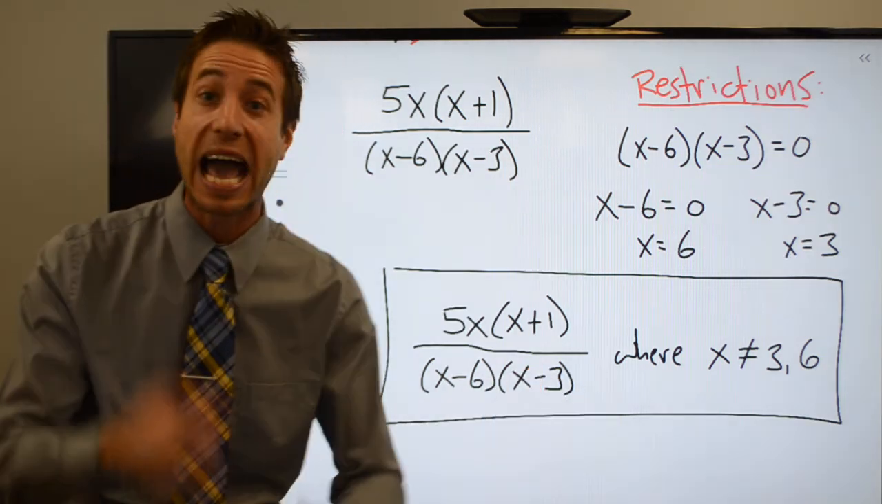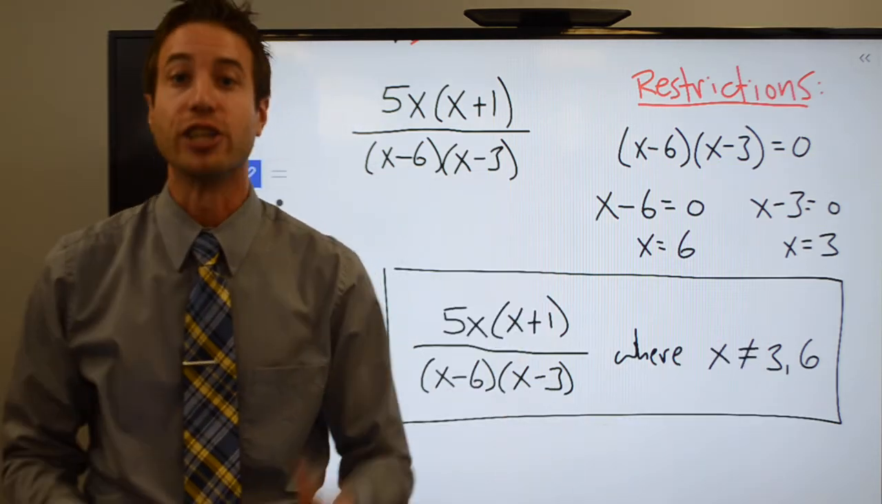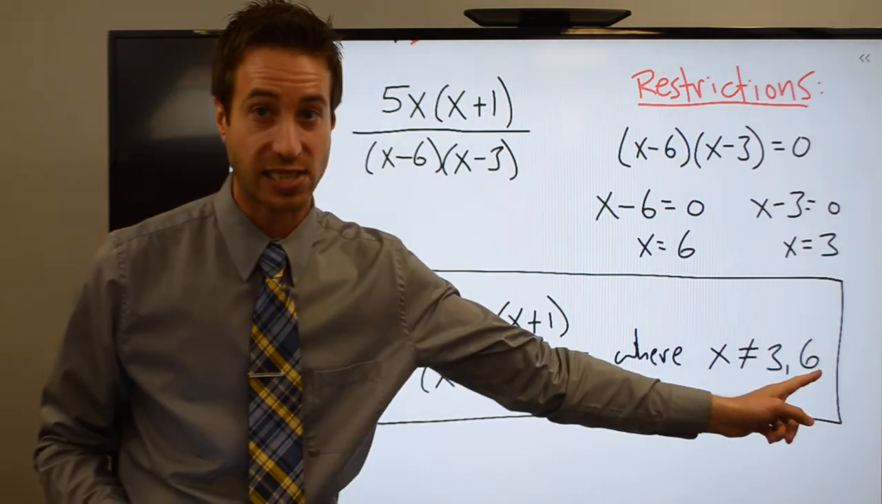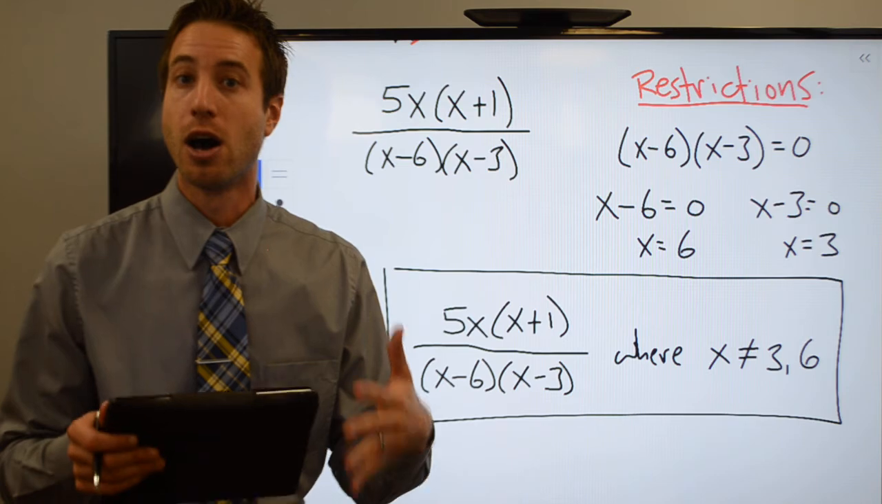I wind up with a 0 in the denominator, and that's not okay. So this is simply telling you, pick any x you want to. Pick anything at all. You just can't pick 3 or 6. We've restricted the domain. These are the values of x that are not allowed.